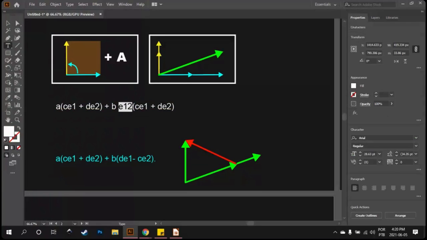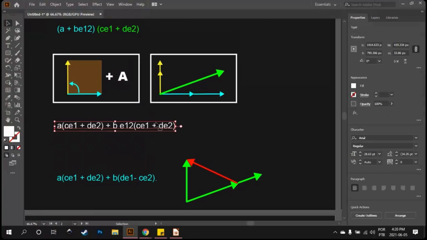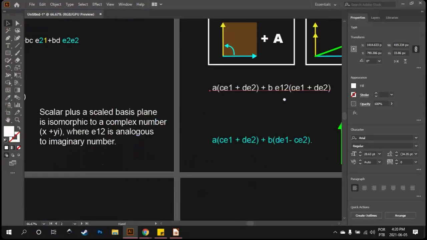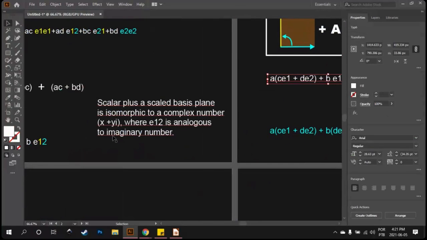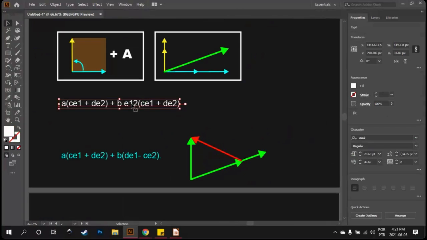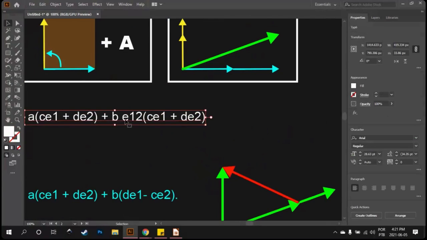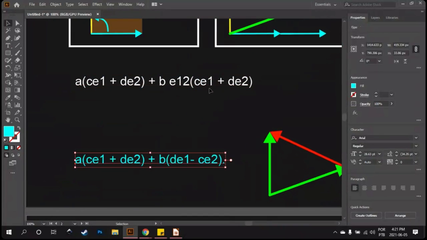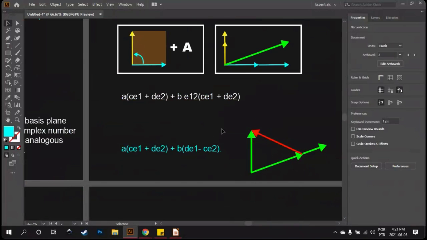And you can see that the E12 basis plane is multiplying the original vector, right? And because, as I said, the E12 is analogous to the imaginary number, when you multiply the E12 by the vector, you end up shifting the basis vector components of the vector, and so you end up rotating it to another direction. Does that make sense?